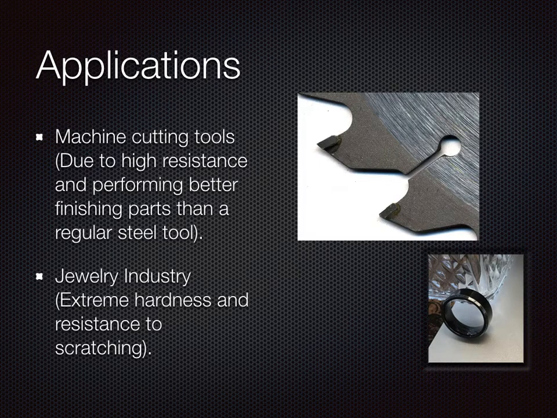So this is a cutting machine tool, and over here we have a ring. That's actually my wedding ring. I took a picture of it. It's made of tungsten carbide. That's why I picked this material.